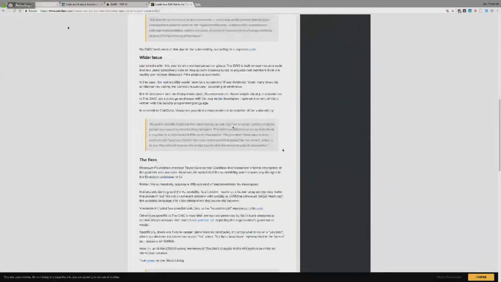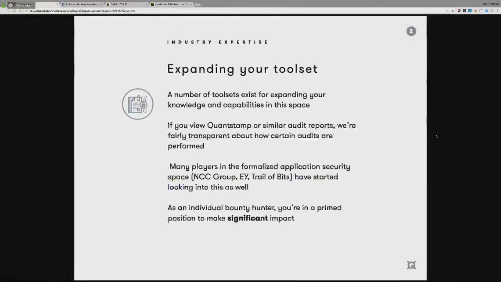So we go back and we realize that a number of tool sets do exist for this. We've come a long way since the DAO. If you look at how we view reports as QuantStamp or from similar audit firms, we're fairly transparent about how we're performing all of these.